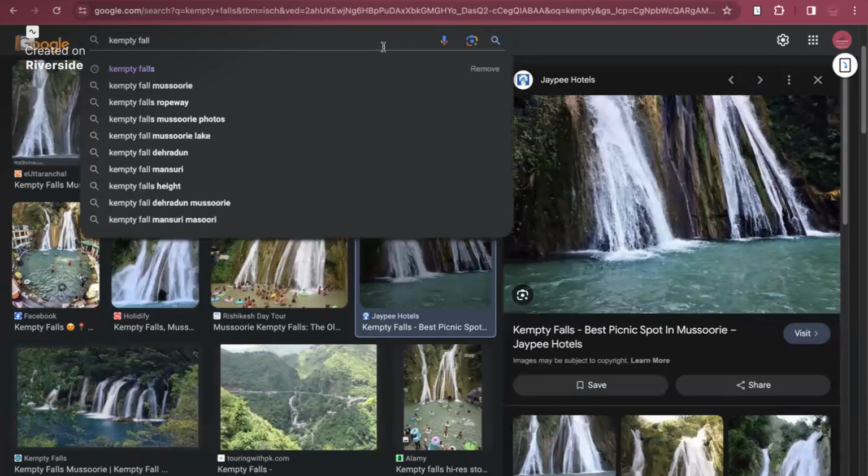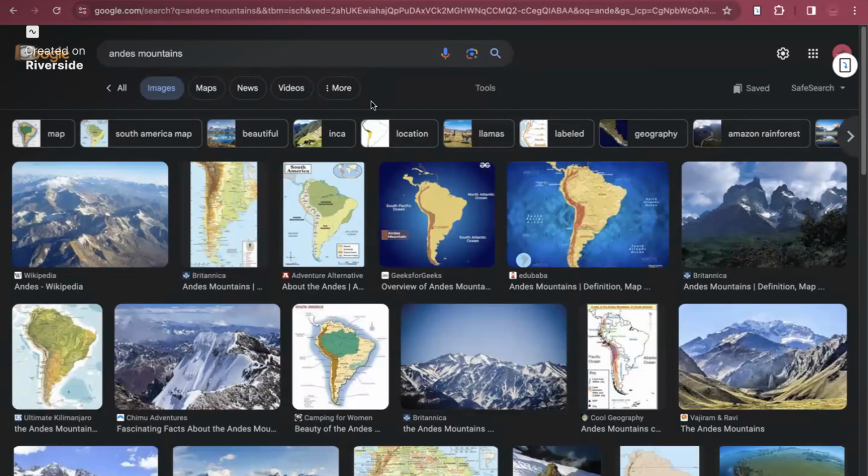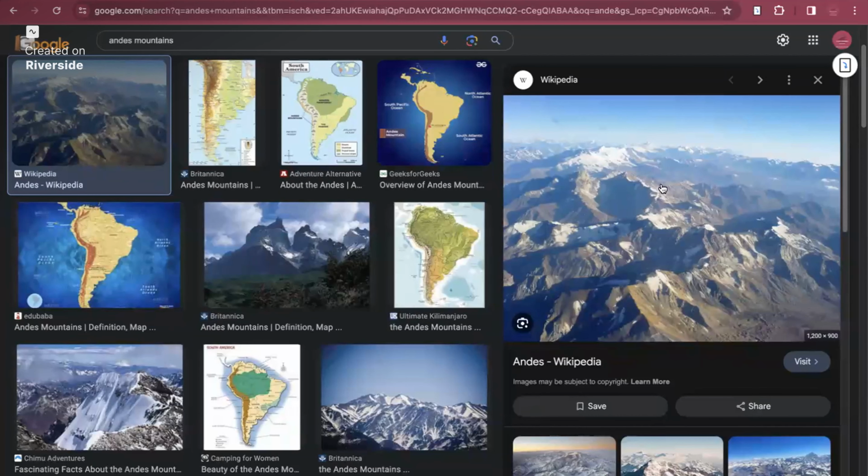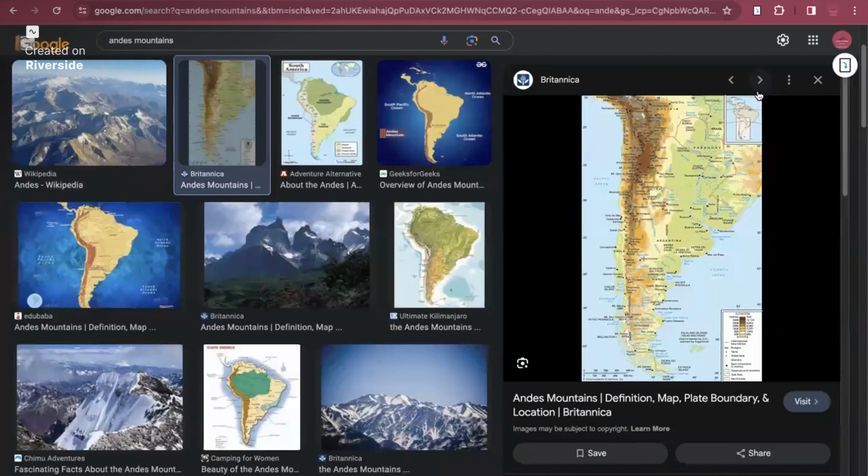Now let's look at the Andes Mountains. So this is how your Andes Mountain looks. And Andes Mountain is not as grand as Himalayas. Himalayas are the grandest mountains of the world.